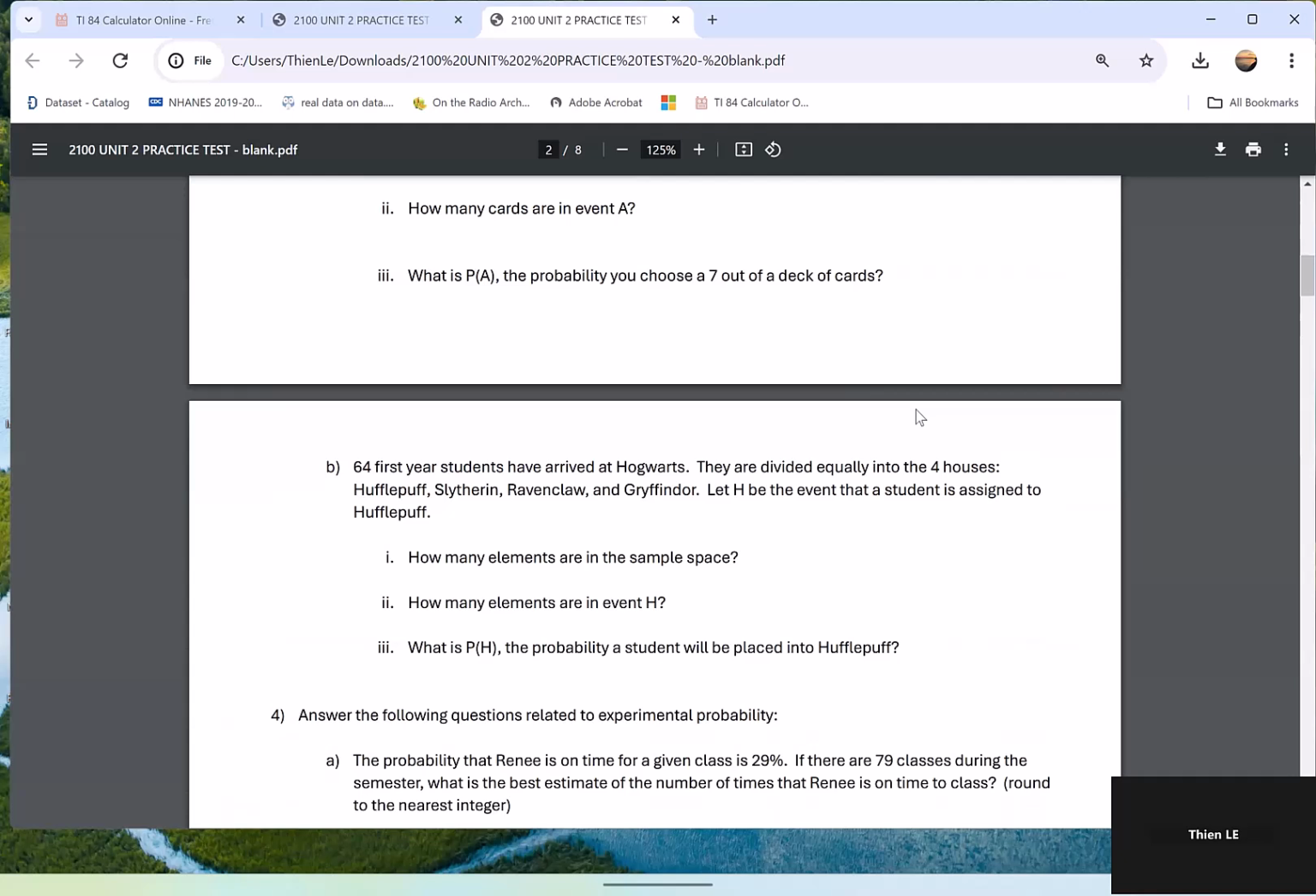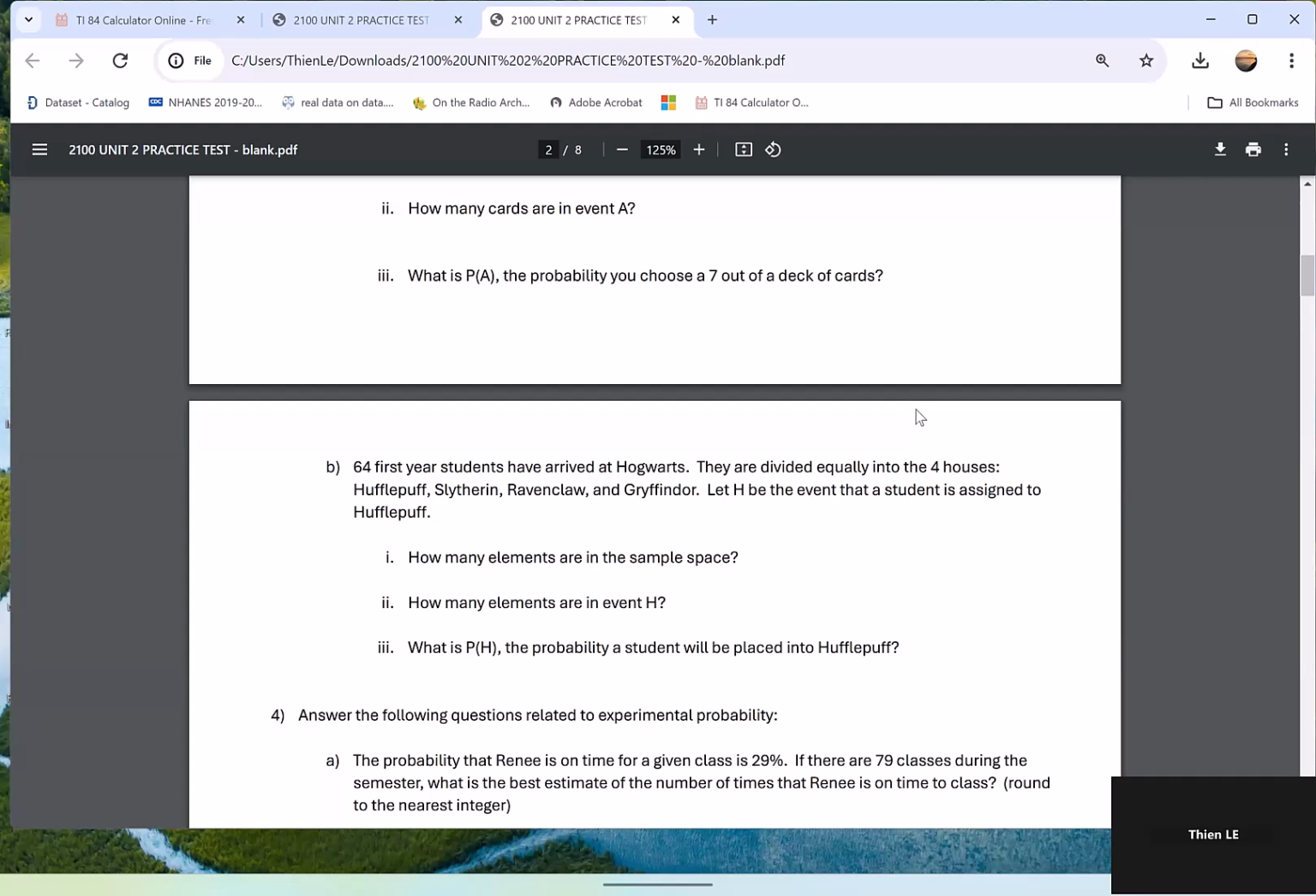64 first-year students have arrived at Hogwarts. They are divided equally into four houses: Hufflepuff, Slytherin, Ravenclaw, Gryffindor. And let H be the event that a student is assigned to Hufflepuff. How many events are in the sample space?